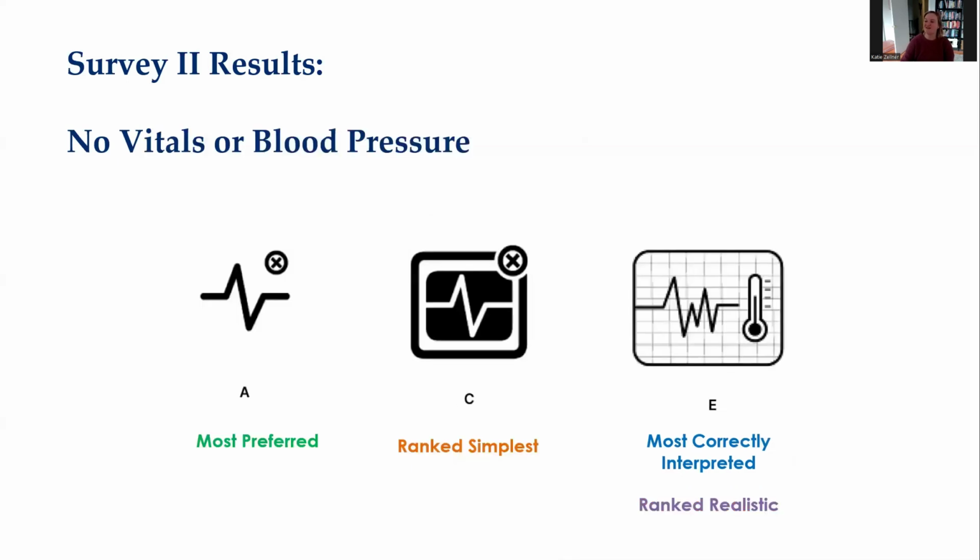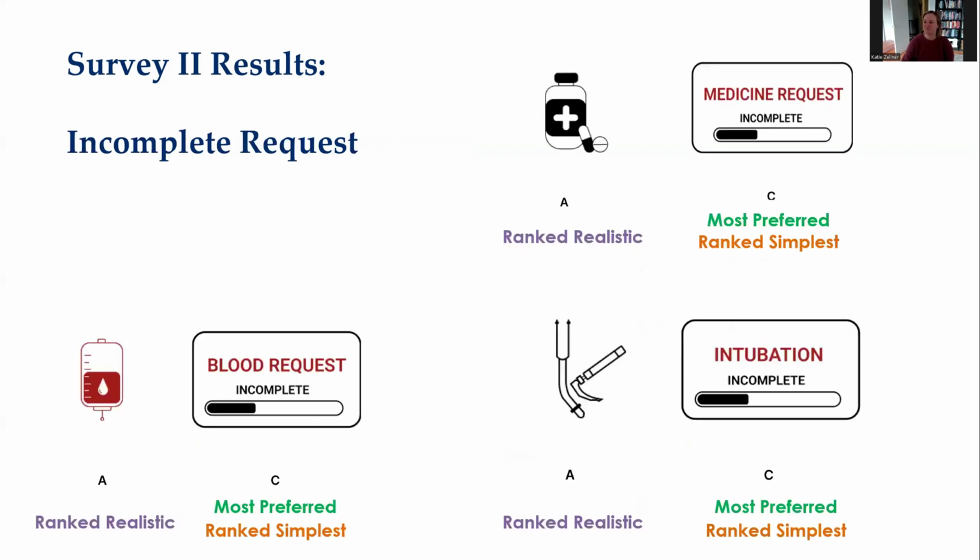For the no vitals or blood pressure icon, icon E was correctly interpreted by 60% of participants and was ranked as most realistic by 37%. Still, participants preferred icon A, once again citing the fewer elements and details in the design. Participants thought there were too many details in icon E and that it would take more time to figure out what it meant at a glance.